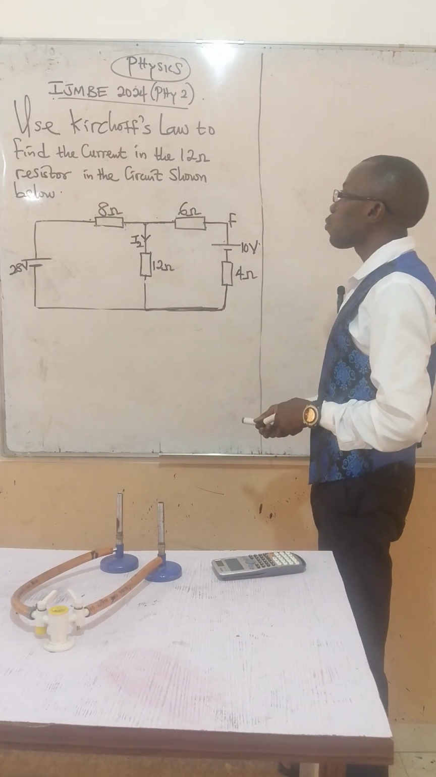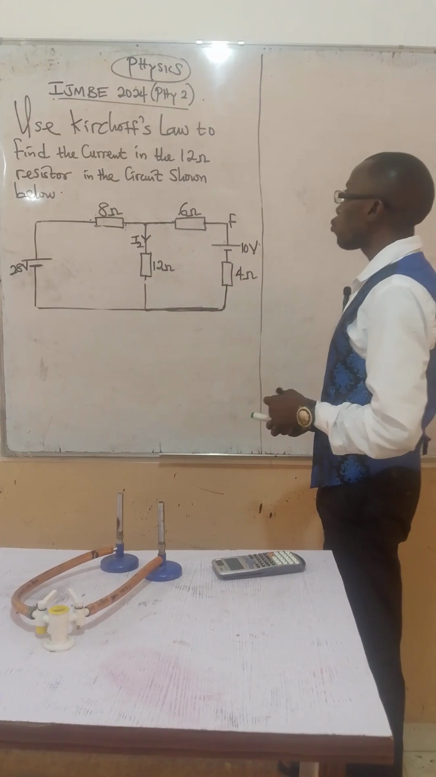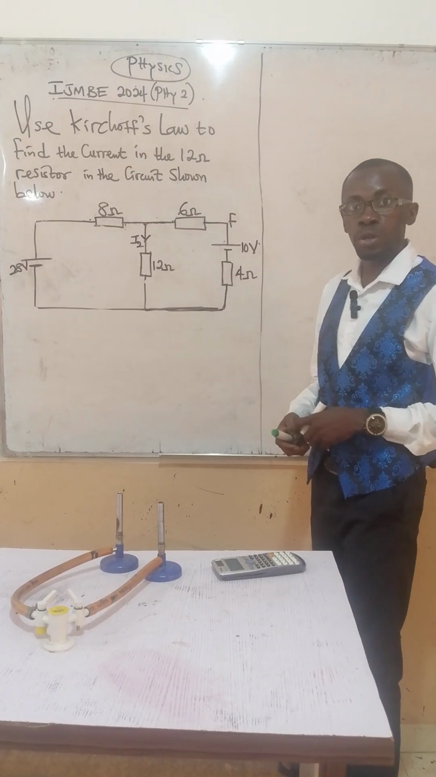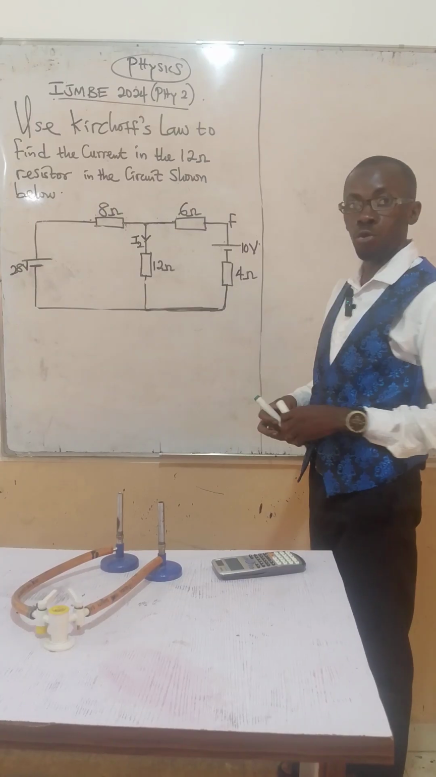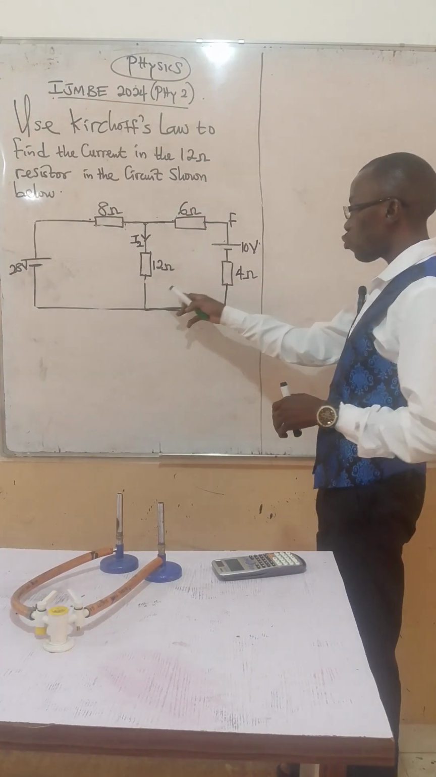Alright, use Kirchhoff's law to find the current in the 12 ohm resistor in the circuit shown below. Now, if you have been struggling to understand Kirchhoff's law, this video is for you. Now you have the circuit shown here.